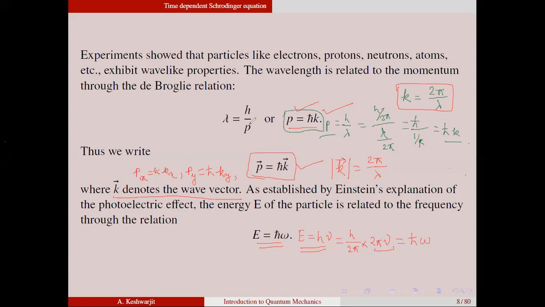P equal to h by lambda, simply by dividing and multiplying by twice pi, we have obtained p equal to h bar k, and E equal to h bar omega. So E equals h bar omega comes from E equals h nu. What is h? What is nu? h is the Planck's constant. Nu is the frequency of the radiation.